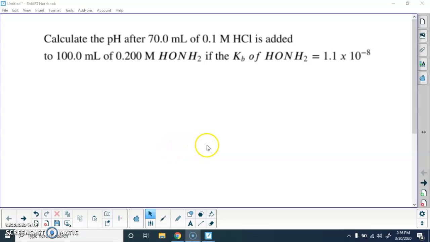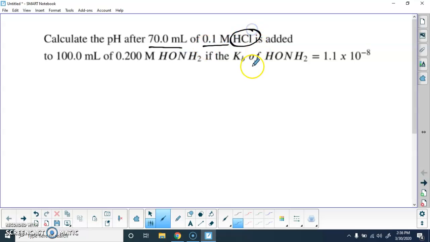I'd be glad to answer a question for where to start. If you look at this problem, the first thing you want to do is recognize what we are mixing here. It gives you a volume and a molarity of a strong acid, and it's mixing a volume and molarity of a weak base. And I want to write this chemical reaction first.